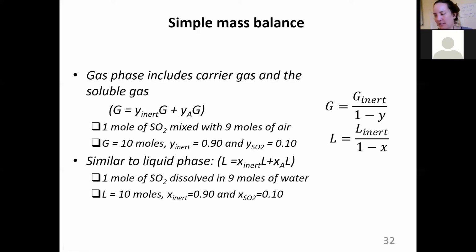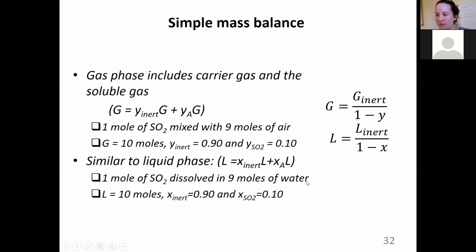In the liquid phase, you can construct a similar balance. So if you have 1 mole of SO2 divided in 9 moles of water, in sum, L, you have 10 moles of water. The inert amount is 9 moles, 9 divided by 10 is 0.9. 1 mole of SO2 divided by 10 moles. Total gives you a mole fraction of 0.1.